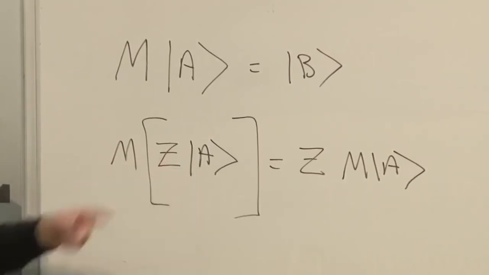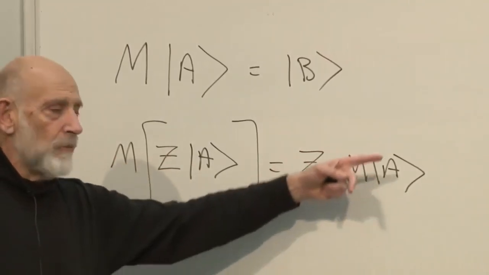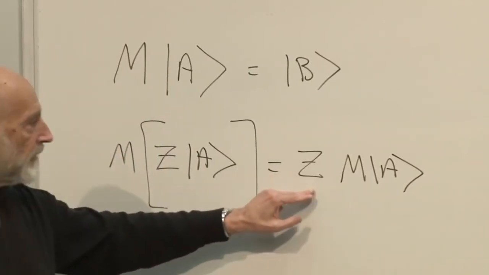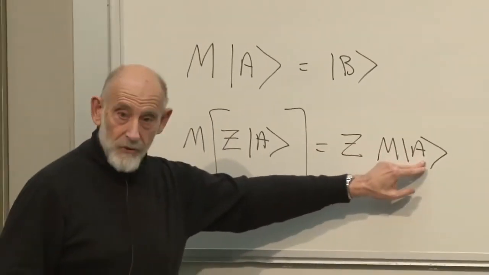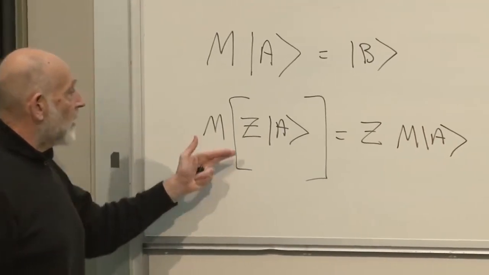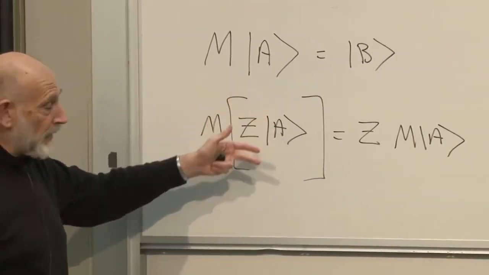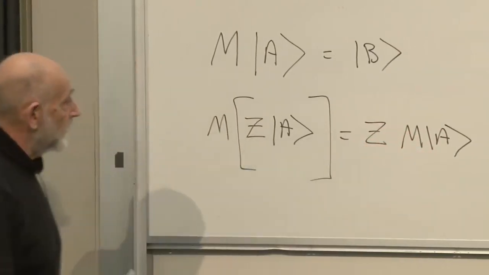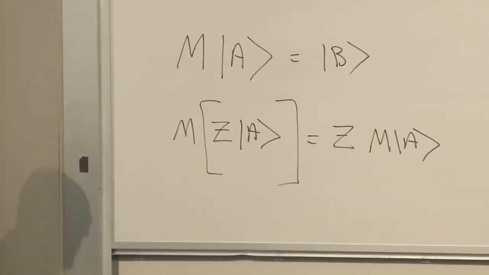M acting on twice A gives twice what M would have given on A. M acting on 3 times A gives 3 times what M gives on A. M acting on i times A, the complex number i, just gives i times whatever M would give on A. That's the first rule about linearity.